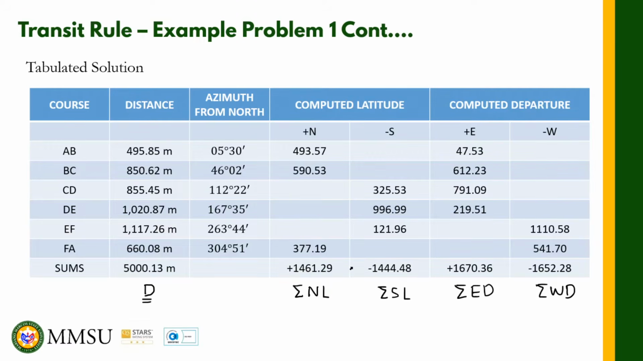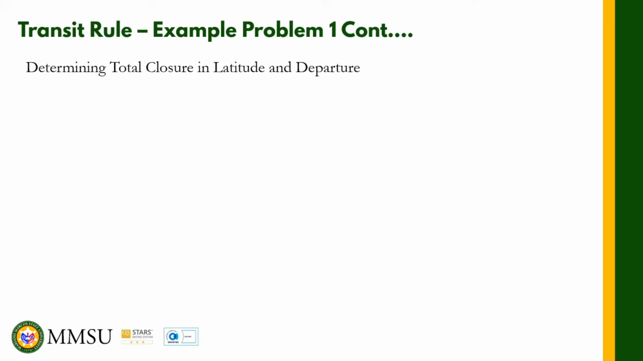Okay, as you can see, there is a gap between the north latitude and the south latitude. And we also have a gap between the east departure and the west departure. So we can say there is an error of closure. Based on that, we can now compute for the error of closure. So we need to write here the summation of NL and summation of SL.